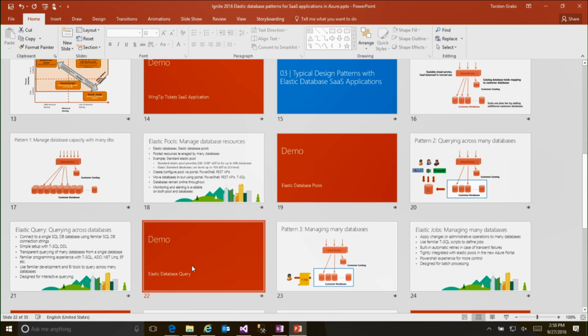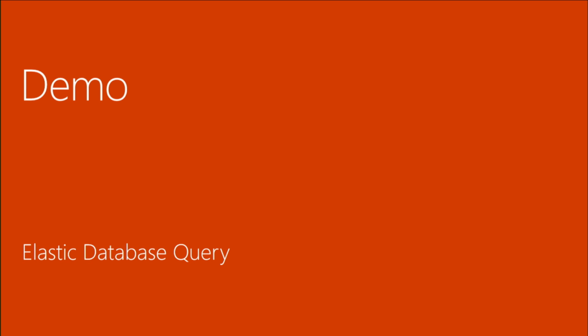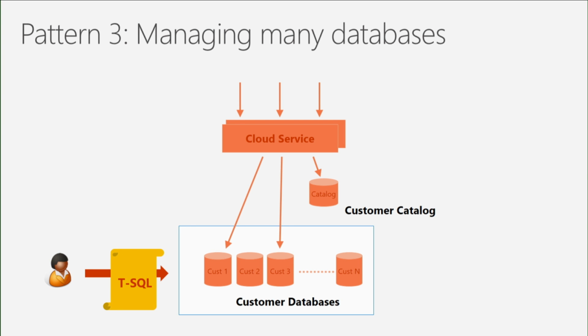Okay, so that was our second pattern, and again, the gist of it is I want to do some interactive querying against my scale-out data tier or against a remote database, and that's something that requires a capability in Azure SQL DB that's called Elastic Database Query. With that, I'll hand it over to Deborah, who's going to take you through a few more patterns.